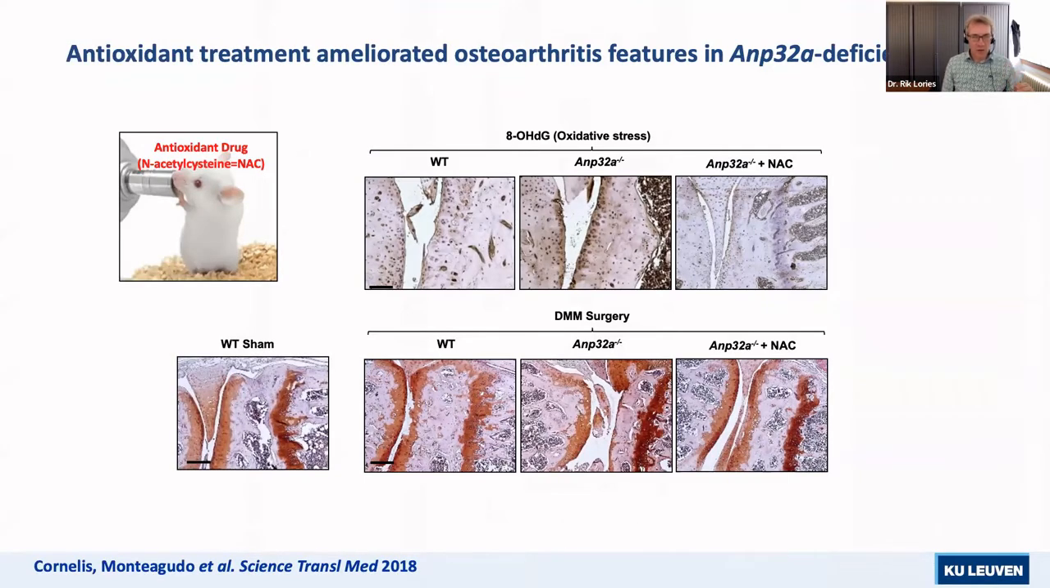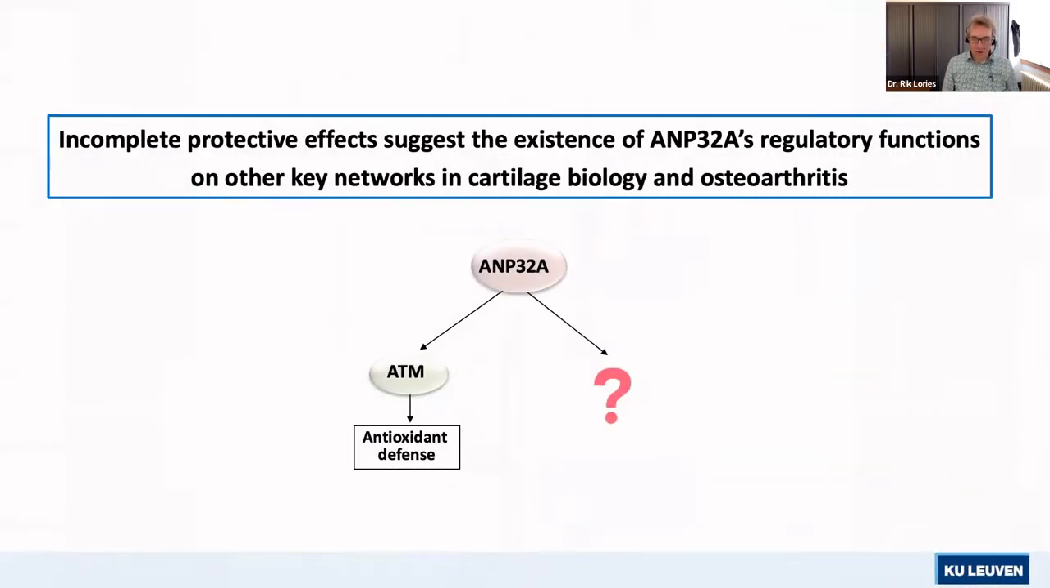Now, what is interesting is that we had a very simple way to correct the osteoarthritis in this genetic mouse model. Lots of oxidative stress, so the response to that is to give an antioxidant drug, the well-known N-acetylcysteine, that we could just give by the drinking water. And this was largely capable of restoring the integrity of the articular cartilage in this mouse model, which we found quite exciting and which we then extended also to, for instance, the cerebellar ataxia phenotype, which we could also correct simply by administering an antioxidant drug.